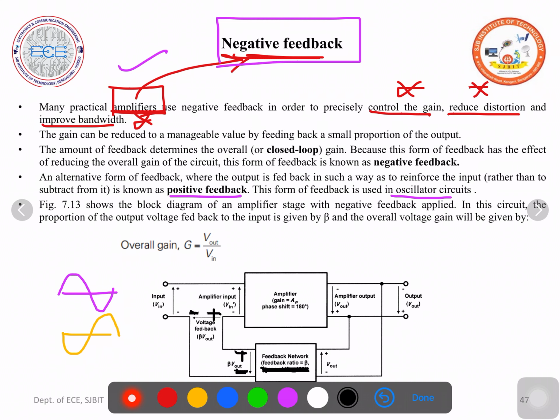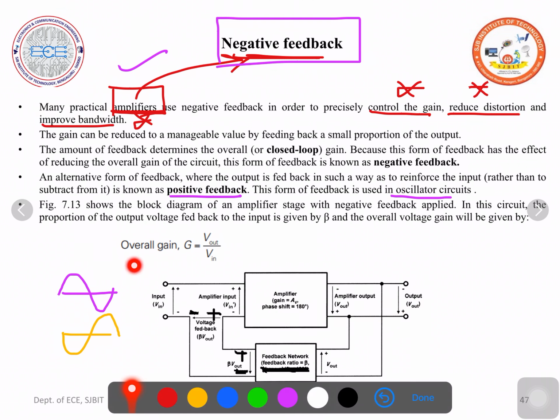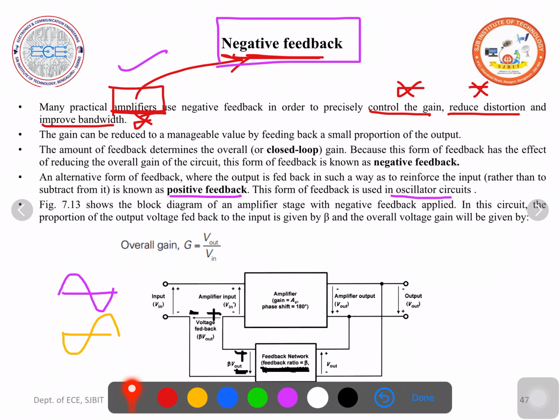Now let us see what happens to V in dash. V in dash is the input to the amplifier. The complete block is called the amplifier with feedback, or closed loop network. If you consider this as a complete closed loop network, then the input is V in, and the output is V out. So the overall gain G is given by the output V out divided by the input V in, V out by V in. What is this V in dash?